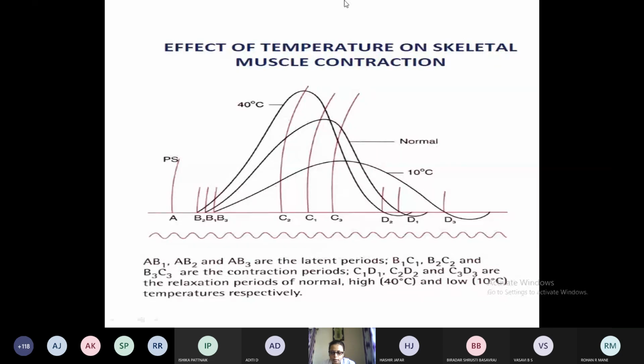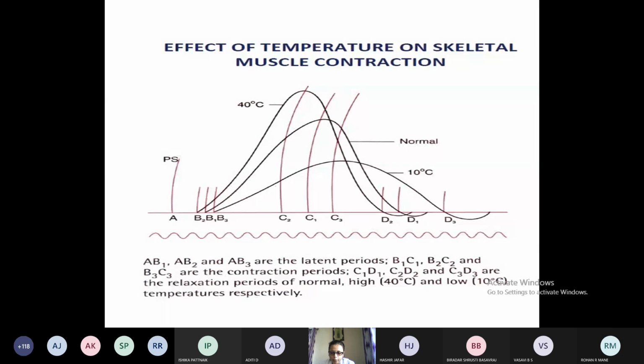The answer is that the efficacy of skeletal muscle contraction increases with an increase in the surrounding temperature within the physiological limits. So this is very useful during exercise. So you can apply this practical to physiology. It can be a physiological significance of this practical.